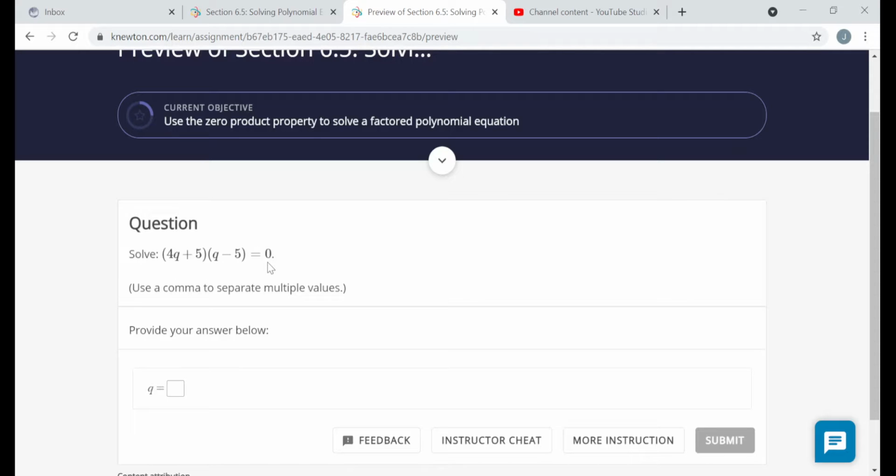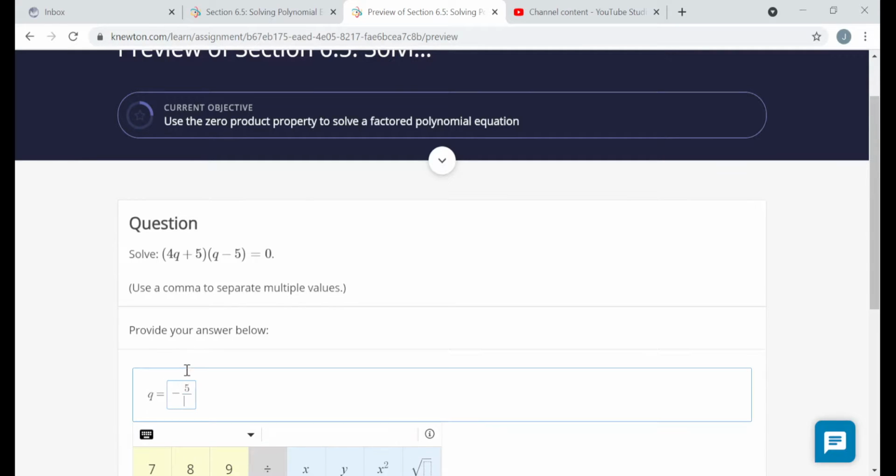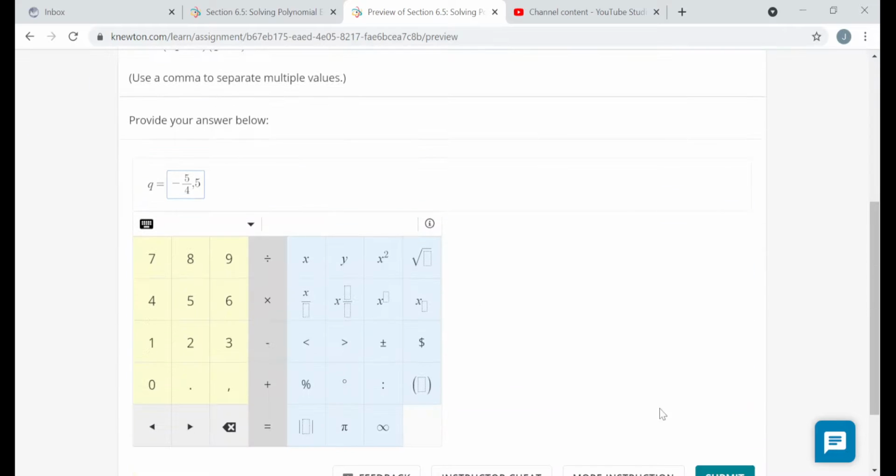If a product equals 0, like this does here, then at least one of the factors of that product must be 0. Well, if 4q plus 5 is 0, then q must be negative 5/4. So that's one solution, comma. And then the other factor is q minus 5. Sorry about that, if you can hear the dog barking, I apologize. If q minus 5 is 0, then q must be positive 5. So my solutions are negative 5/4 and positive 5. And I'll put commas between those.